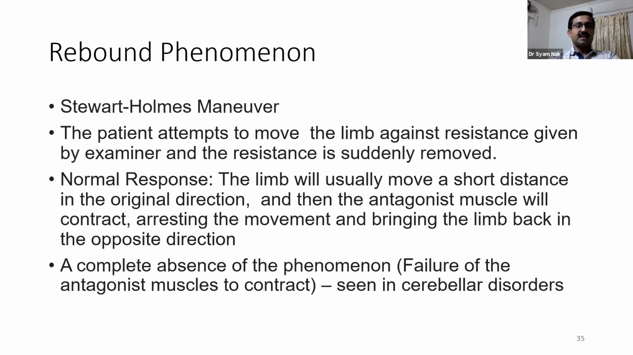Rebound phenomenon is tested by the Stewart-Holmes maneuver. The patient attempts to move the limb against resistance given by the examiner, and the resistance is suddenly removed. The normal response is that the limb will usually move a short distance in the original direction, and then the antagonist muscle will contract, arresting the movement and bringing the limb back in the opposite direction. A complete absence of the phenomenon or failure of the antagonist muscles to contract is seen in cerebellar disorders.